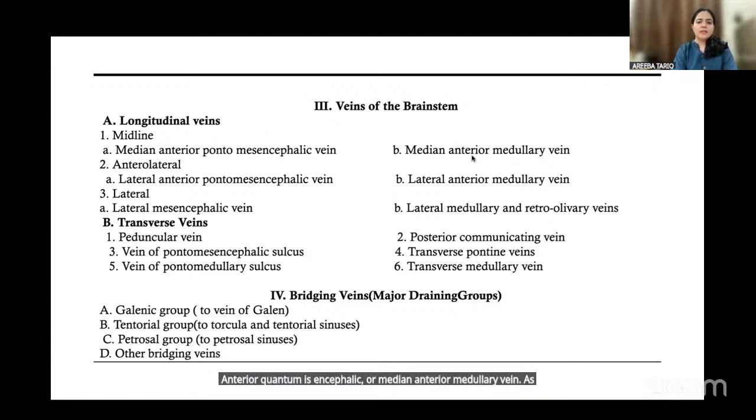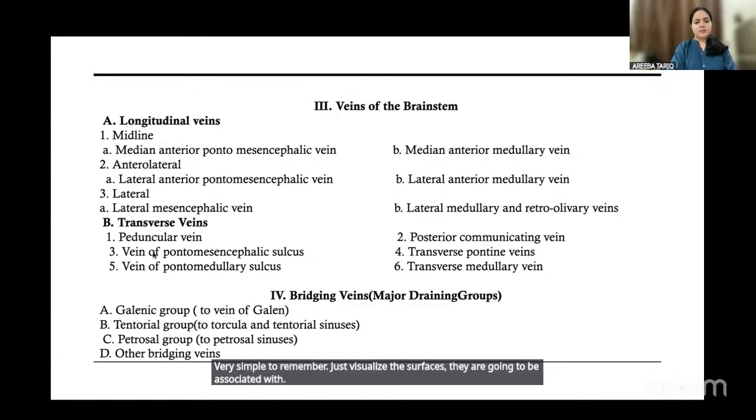As the name suggests, the median anterior medullary vein is going to run on the medulla anteriorly, and the median anterior pontomesencephalic vein is going to run on the pons and midbrain, anteriorly and in the middle. Now the anterolateral group of veins will be running anterolaterally. These are the lateral anterior pontomesencephalic vein, running on the lateral anterior aspect of the pons and midbrain, and the lateral anterior medullary vein, which is going to run on the lateral anterior surface of the medulla. Laterally, we have the lateral mesencephalic vein, lateral medullary, and retroolivary veins. Very simple to remember. Just visualize the surfaces they are going to be associated with.